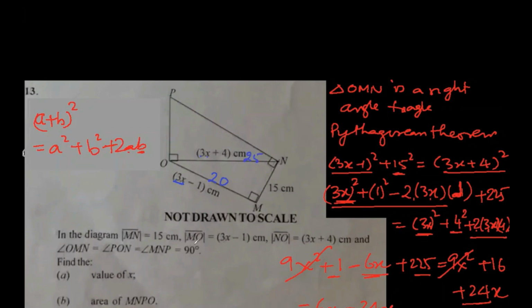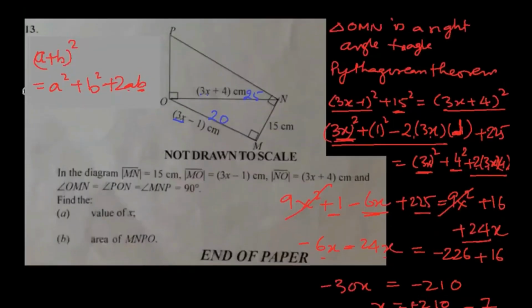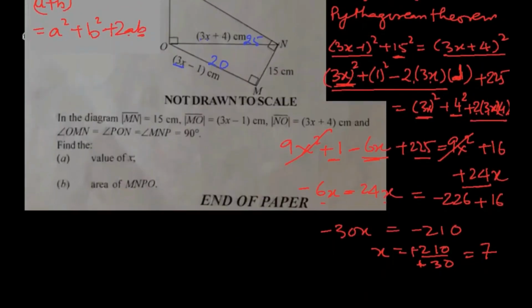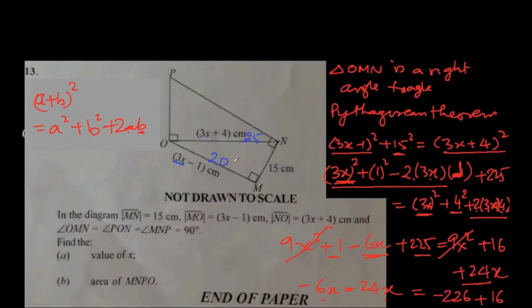Now we need to find the B part. B part says find the area of MNPO. So MNPO is this shape, MNPO. We know that it is made up of two right angle triangles. So if I find the area of this triangle first and then this triangle on top, add them, we'll get the area. So let's find the area of the triangle where we know all three sides, 15, 25 and 20.